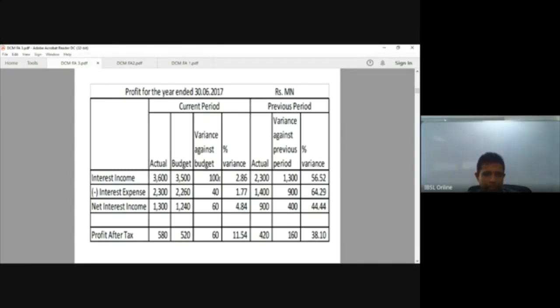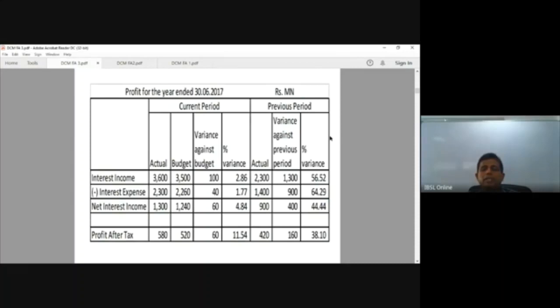If you take the interest income for the current year period, the interest income is 3,600. The budgeted for the current year is 3,500. Therefore, variance against budget is 100. To take a percentage, 100 divided by 3,500 multiplied by 100, that is 2.86. 2.86% higher than the budget.